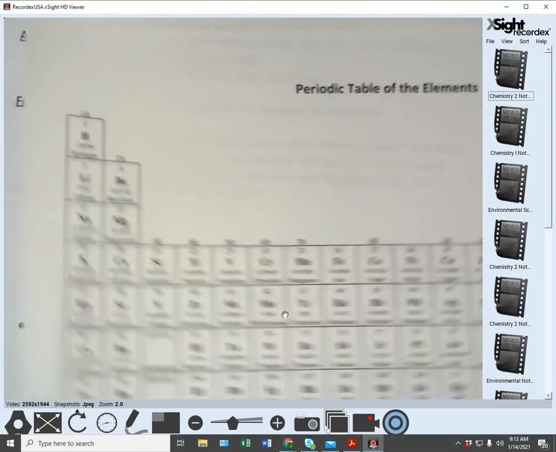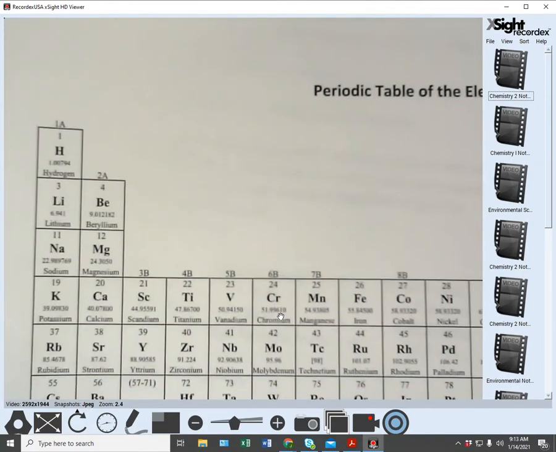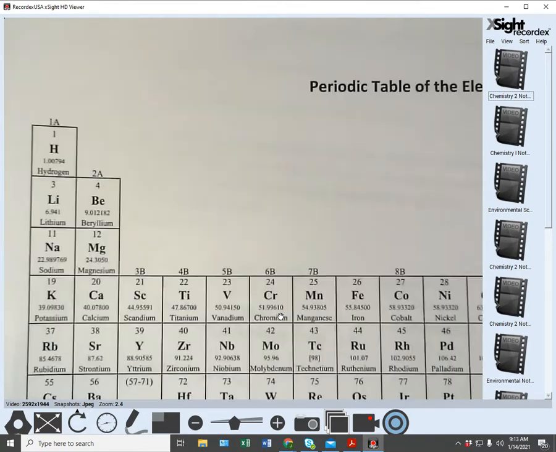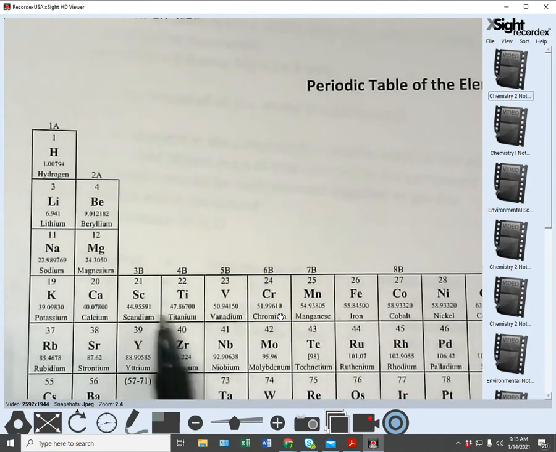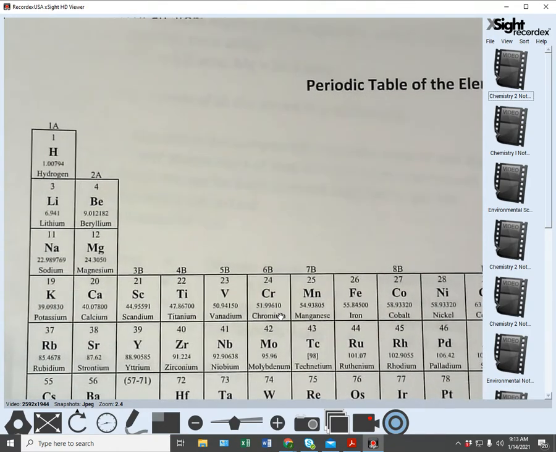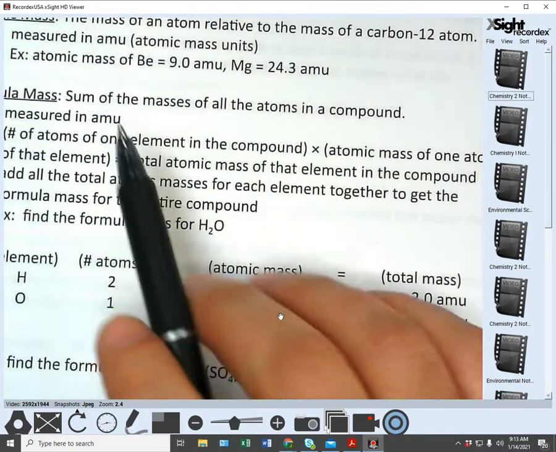It's not auto-focusing on that very well. Don't know why. There we go. So the atomic masses. Okay. All right.